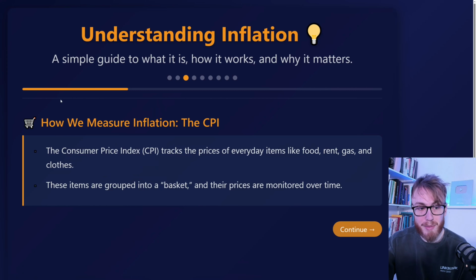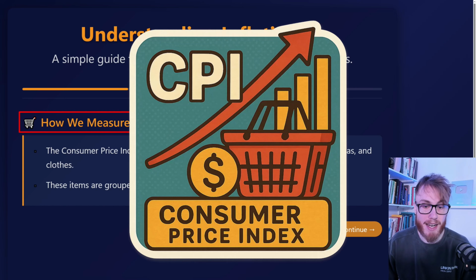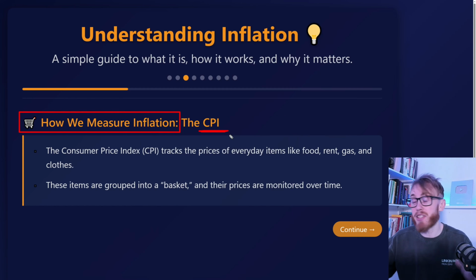But alright, so now the time has come to how we measure inflation, with the focus on a very important number called the CPI. This right here is a number that every single trader, investor, and in my opinion, everyone needs to know about. The CPI. So what is the CPI?